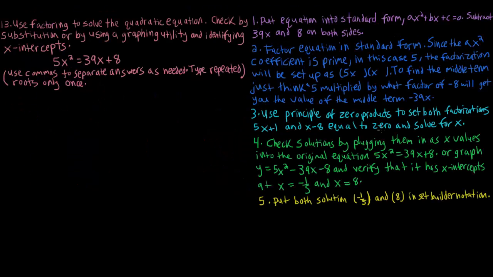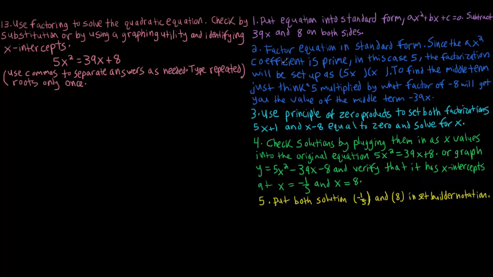Number 13. Use factoring to solve the quadratic equation. Check by substitution, or by using a graphing utility and identifying x-intercepts. 5x squared equals 39x plus 8. Use commas to separate answers as needed. Type repeated roots only once.